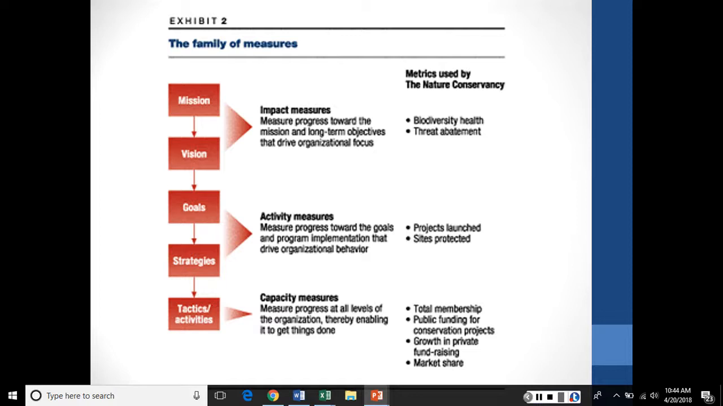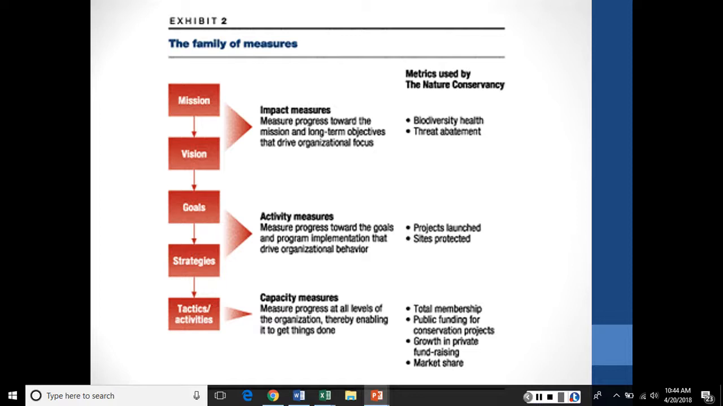So again, if we're thinking about our impact measures, that's our overall reaching goal, the overall objective of the organization. What impact do we want to have? Our activities would be, what are we specifically implementing? What are the programs we're implementing to fulfill our goals? Our capacity is just looking at those outputs. So what specifically did we do?